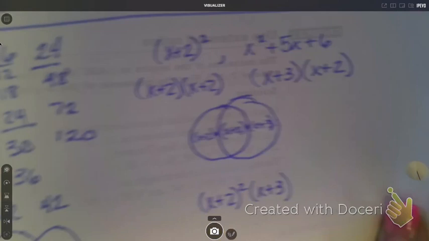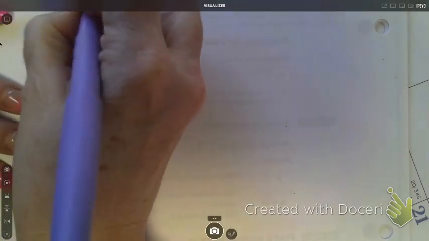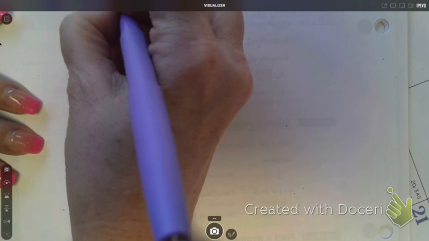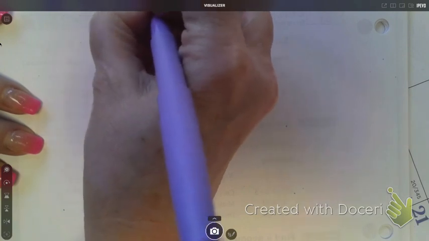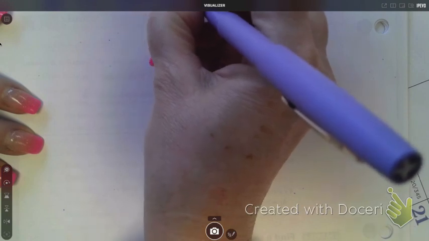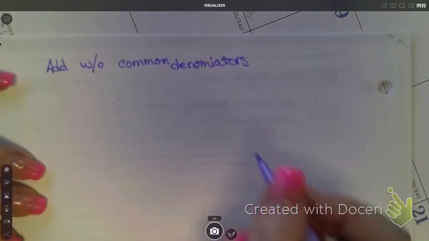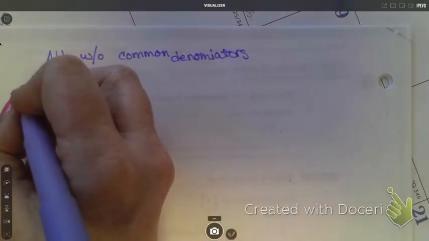Okay, so we're going to start adding things without common denominators. So I have to find them, right? I'm just writing adding without common denominators.